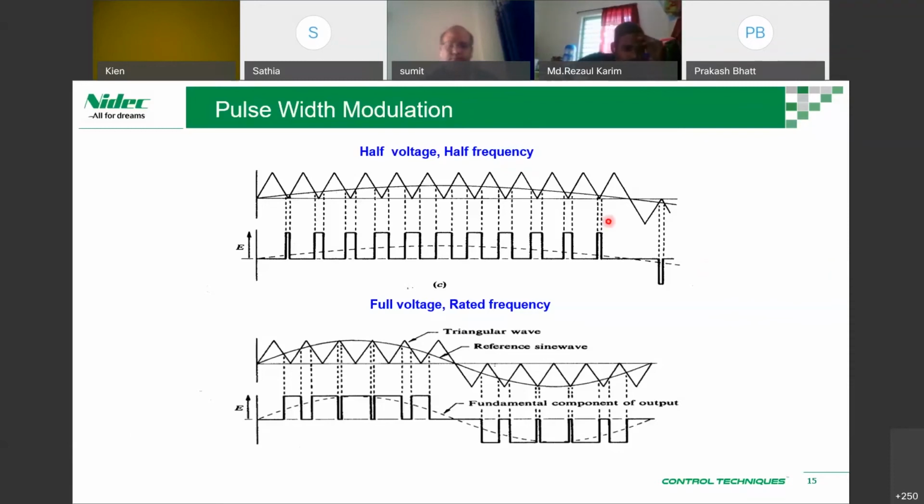When I said earlier that the drive's output is pulse width modulation, this would be our switching frequency, our sampling frequency. This is our AC input. So half voltage frequency would be like this. The width change generates the pulse width modulation. The triangular wave is the switching frequency, and you have the reference sine wave, then you get this pulse width modulated output.